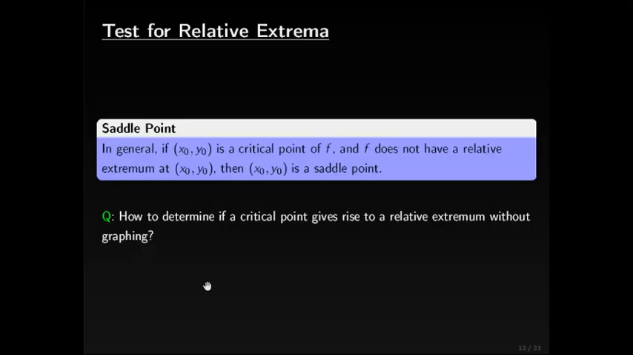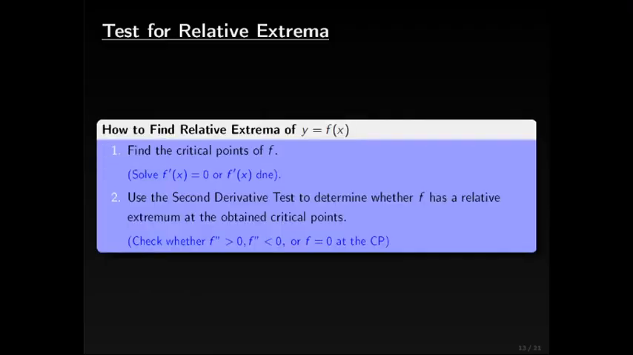So now the question is, how do we know whether a critical point gives rise to a relative extremum without knowing the graph of f? For functions of one variable, we have the following steps in finding relative extrema of the function y equals f of x. So step one, we find the critical points of f. So that means we have to solve for those values of x for which f prime of x equals 0 or f prime of x does not exist.